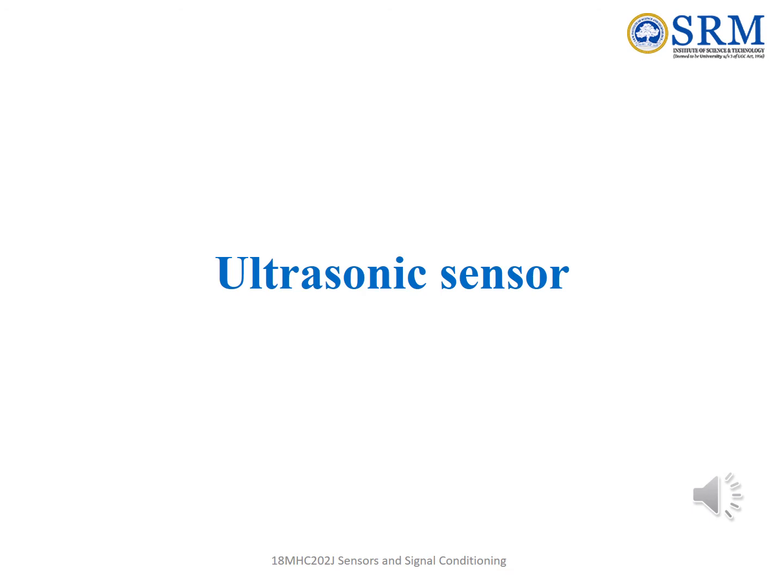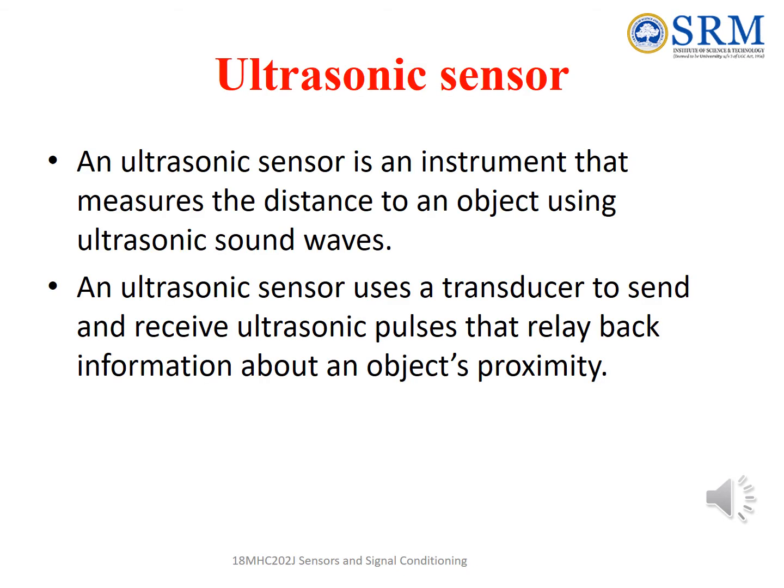Ultrasonic sensor. This is for measuring the distance. How do humans sense the distance? They estimate the distance using eyes, but the measurement will not be accurate, right? So how do bats sense distance? Using sound. They emit sound waves and receive back the reflected waves. The time it takes to receive the waves back gives the estimate of the distance for the bats. In the same way, ultrasonic sensors measure the distance. An ultrasonic sensor measures the distance using ultrasonic sound waves, and it has a transducer to send and receive the pulses, which gives the information about the distance.